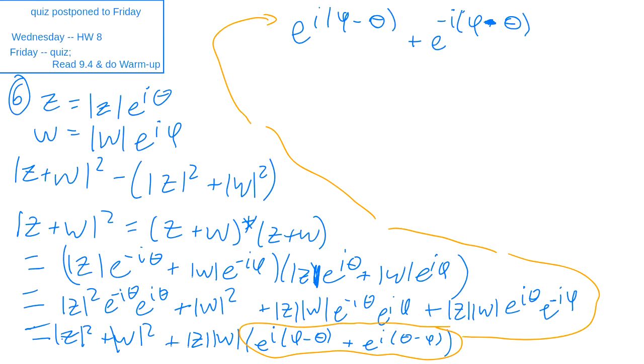And now this starts to look kind of familiar. Notice these two bits right here are complex conjugates of each other. So this right here turns out to be 2 times the real part. Because remember, the real part was the sum of the quantity plus its complex conjugate, but then you divide it by 2. So this is twice the real part of e to the i phi minus theta. I'll write this right here.